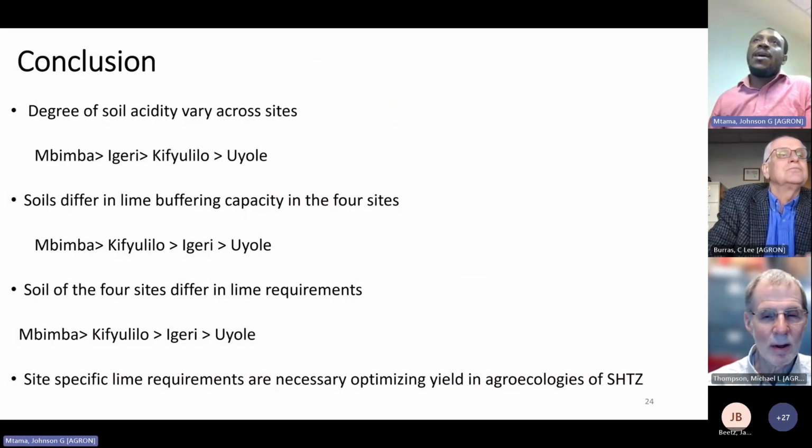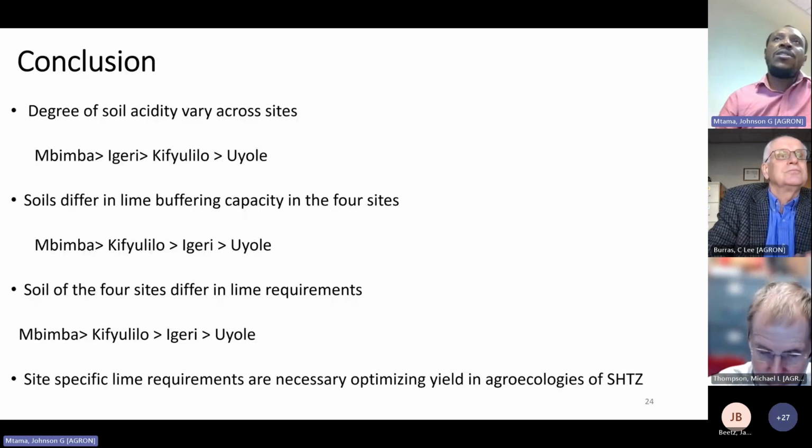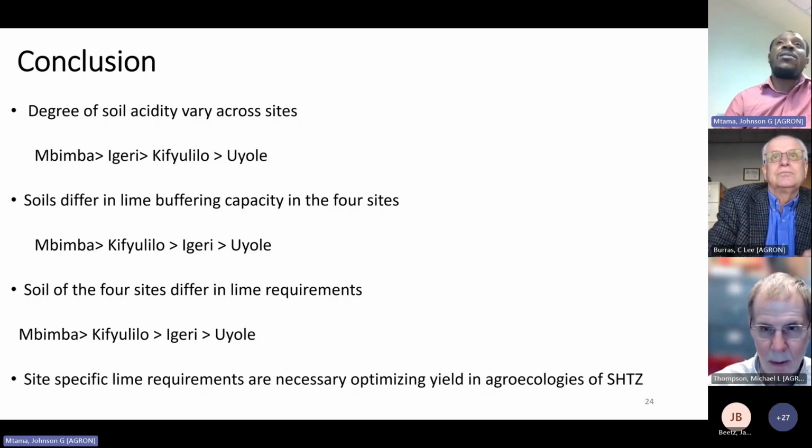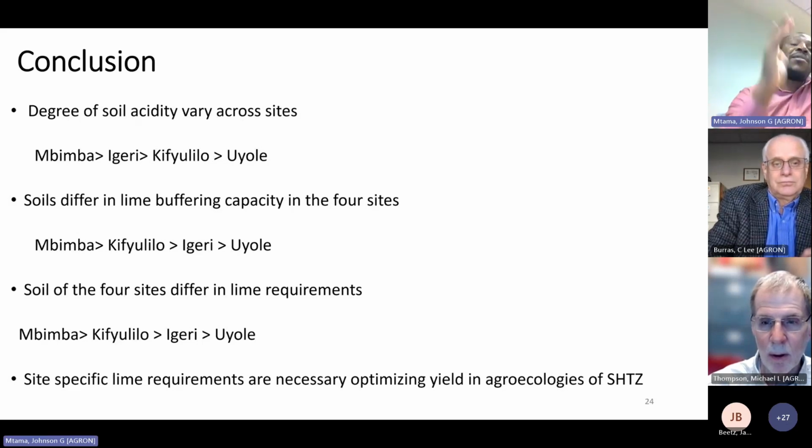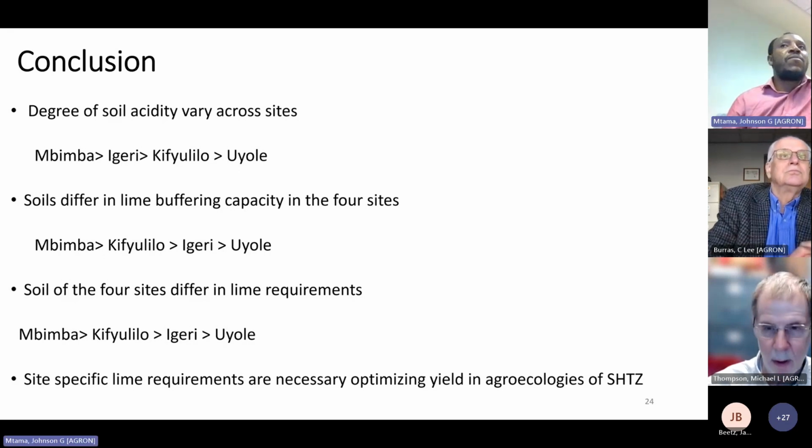So as concluding remarks, we are working with different types of soils in the agroecologies of the Southern Highland Zone of Tanzania, from alfisols and ultisols to andisols, and the order of soil acidity varied across the sites, with Mbimba being a very acidic site and Uyole being a less acidic site. And again, the lime buffering capacity varied across the sites, as we have seen in the results and discussion.